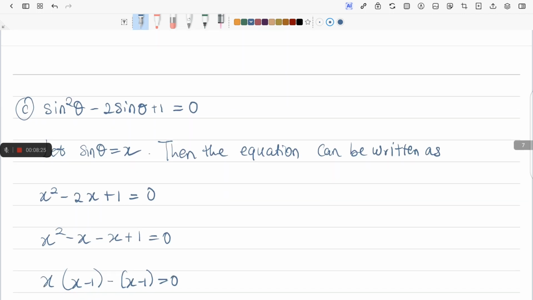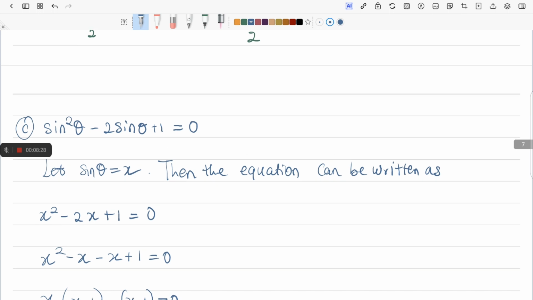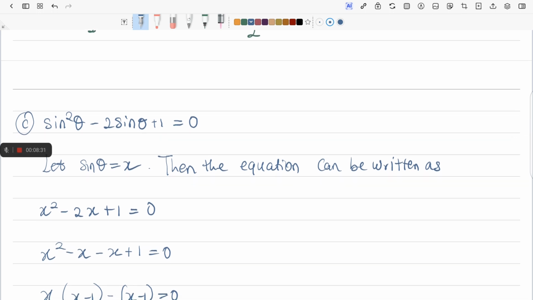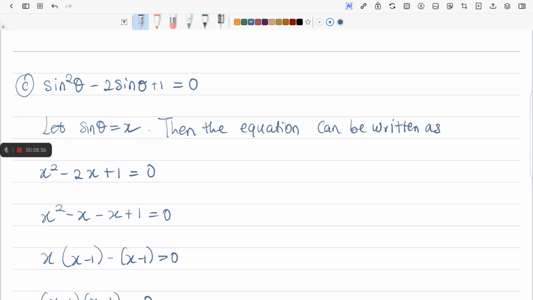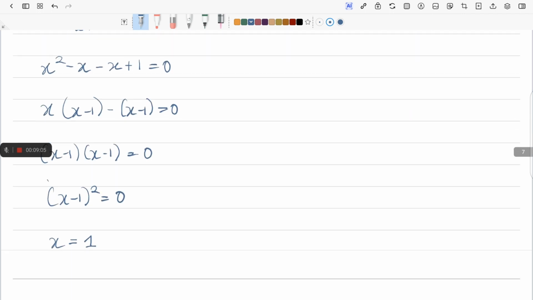And moving on to the third sub-question under question 2, we have sine squared theta minus 2 sine theta plus 1 equals 0. So this looks quadratic, so we try to simplify it. We try to represent sine theta as a single variable first, so that the equation is easier to understand and to solve. So we let sine theta be equal to x, and then when we substitute that into our equation, we have x squared minus 2x plus 1 equals 0. And this we can factorize and then solve.